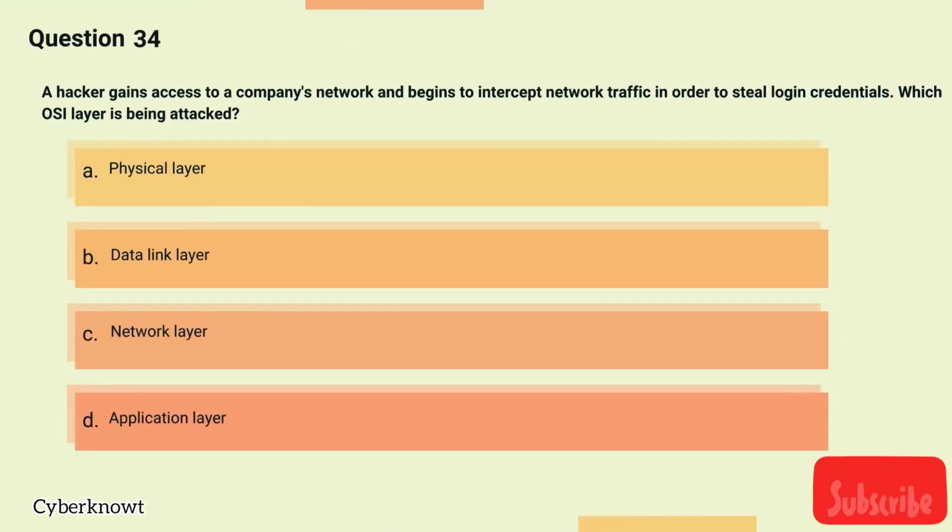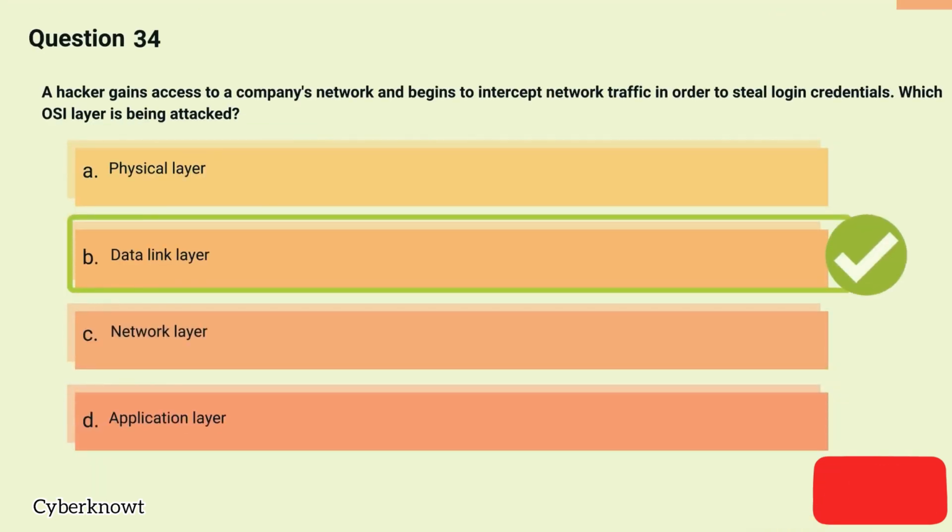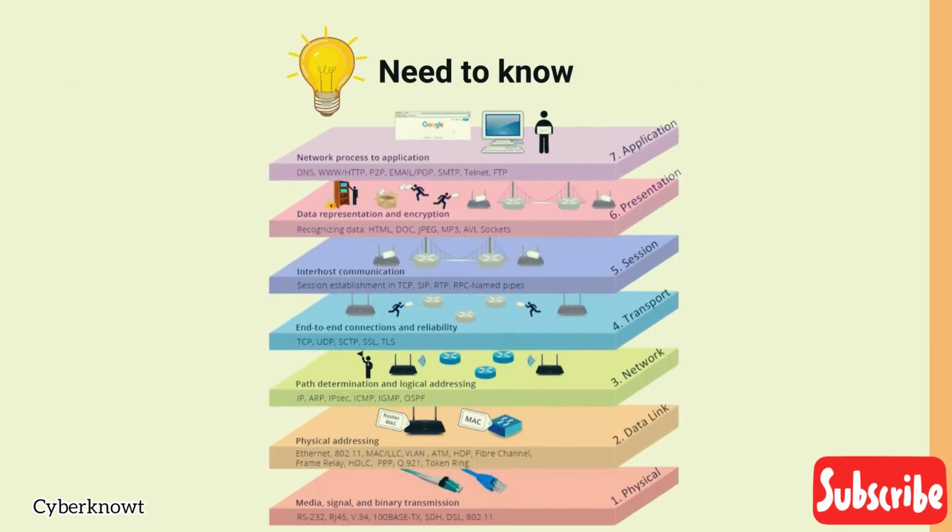Question 34. A hacker gains access to a company's network and begins to intercept network traffic in order to steal login credentials. Which OSI layer is being attacked? Option A. Physical layer. Option B. Data link layer. Option C. Network layer. Option D. Application layer. The correct answer is Option B. Data link layer. Explanation. The data link layer is responsible for the logical transmission of data between network nodes and error detection. Intercepting network traffic in order to steal login credentials is an attack on this layer.